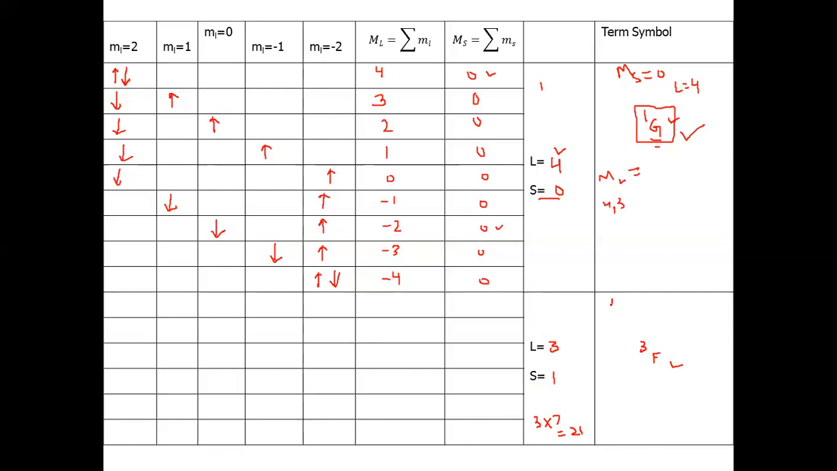So MS can have value, but what can be the possible values of MS? Plus 1, 0, minus 1. And L is 3. What are the possible values of ML? ML can have values from 3, 2, 1, 0, minus 1, minus 2, and minus 3. So these are 7 possible values of ML for L equal to 3.